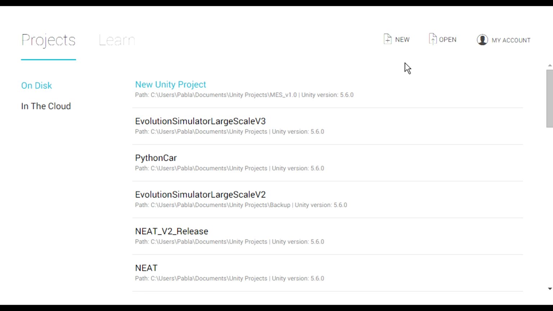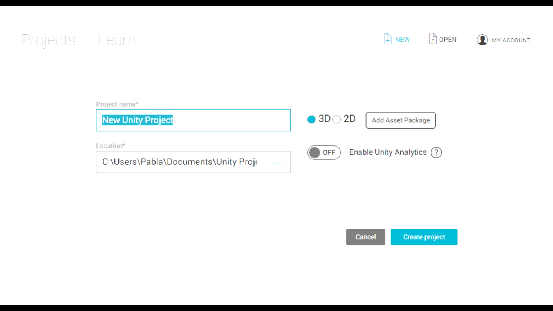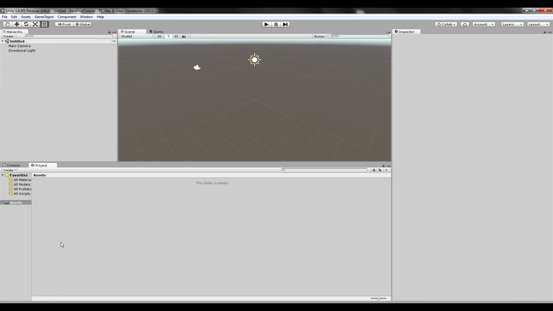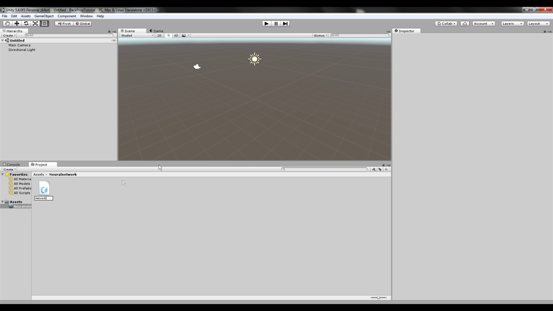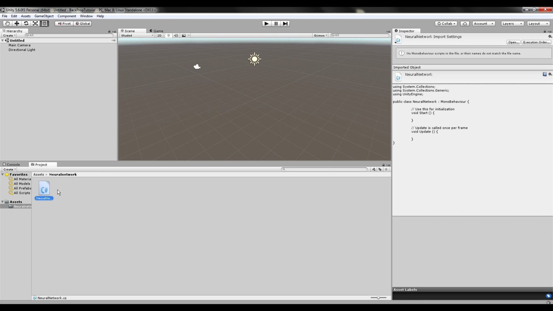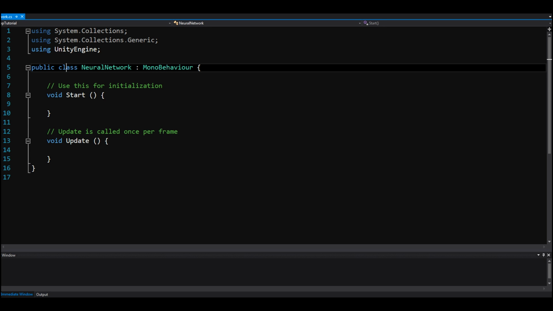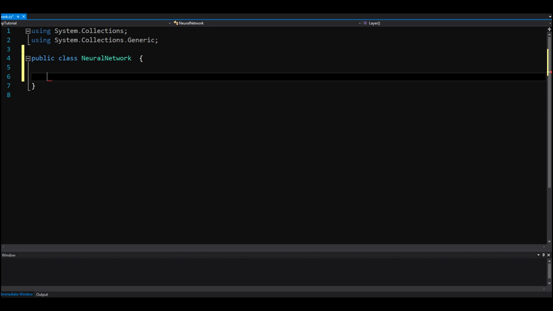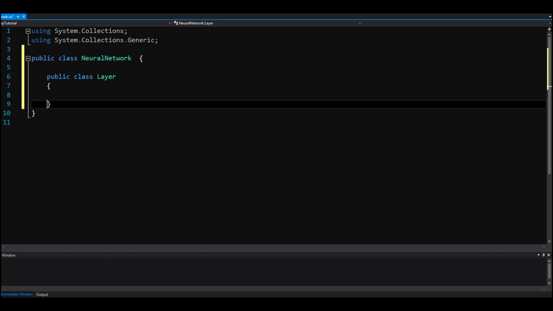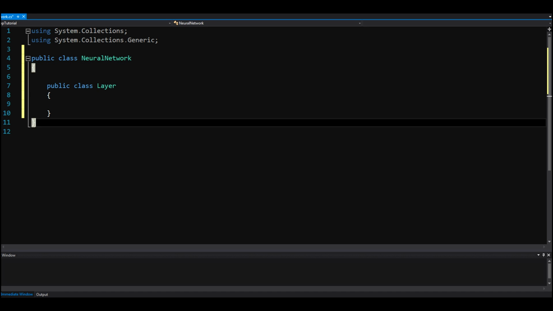But if you're using Unity, just click New. I'm just going to call this, hopefully that's how you spell tutorial, and then just click Create Project. Once it's open, just create a new folder called Neural Network. Just create a file called Neural Network and open it. Once the file is open, you can just remove these not needed imports. We're going to need another class within this neural network called Layer. You can have a completely separate class if you want, but I'm not going to do that. I'm just going to have everything in here.